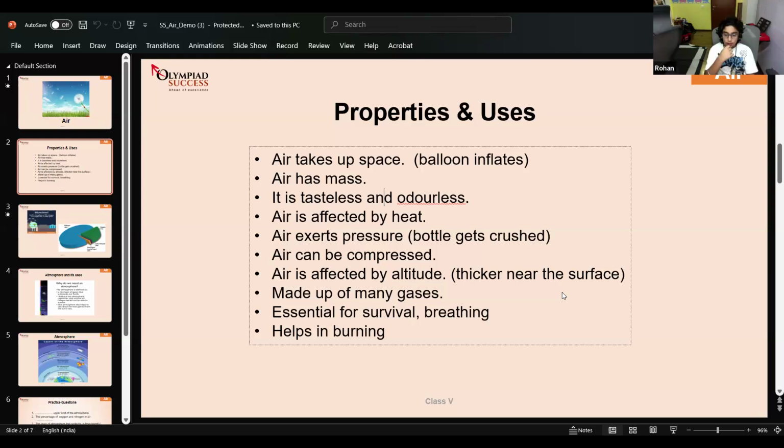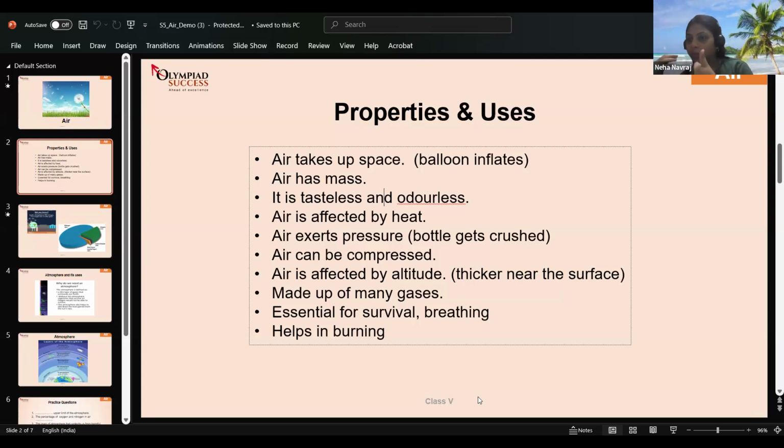Is that okay? Now coming to the next, air is made up of many gases. In the starting only, I mentioned this point unknowingly, that air is made up of various gases. So what are the components of air that you know about? How many gases are present in air?